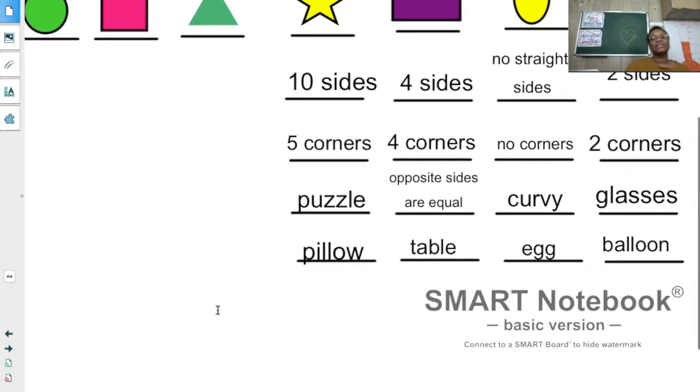Okay, so take a look at the tree map here. Make sure that it matches your tree map. So you're going to add the features, the sides and the corners, and other information that we talked about for these four shapes: the star, the rectangle, the oval, and the heart. You can pause the video so you can make sure that you copy your information onto your tree map.